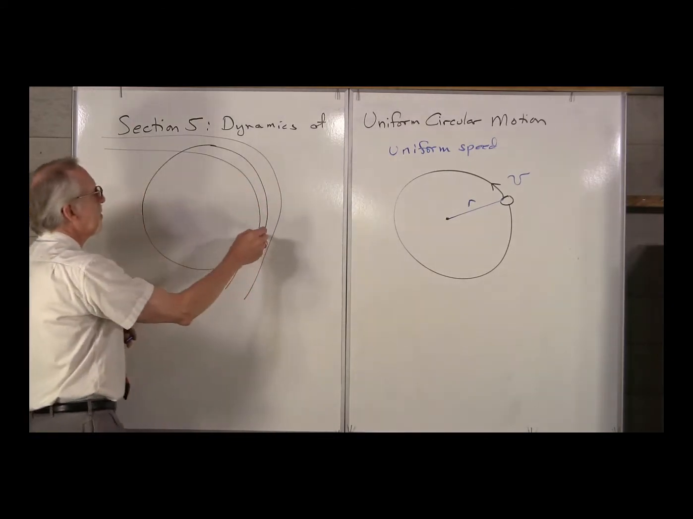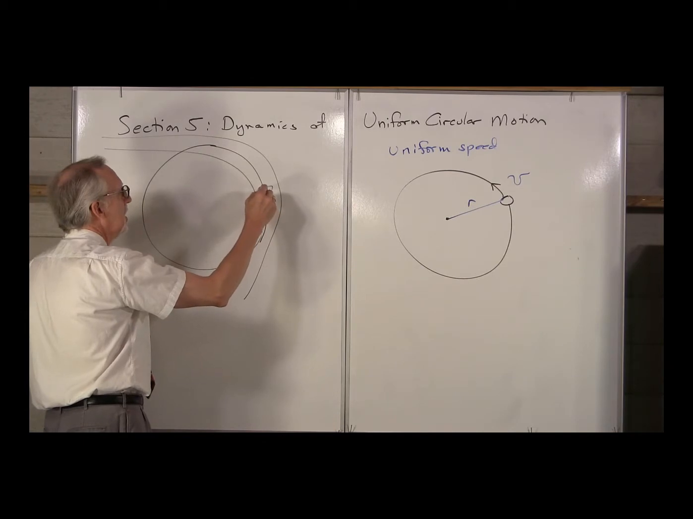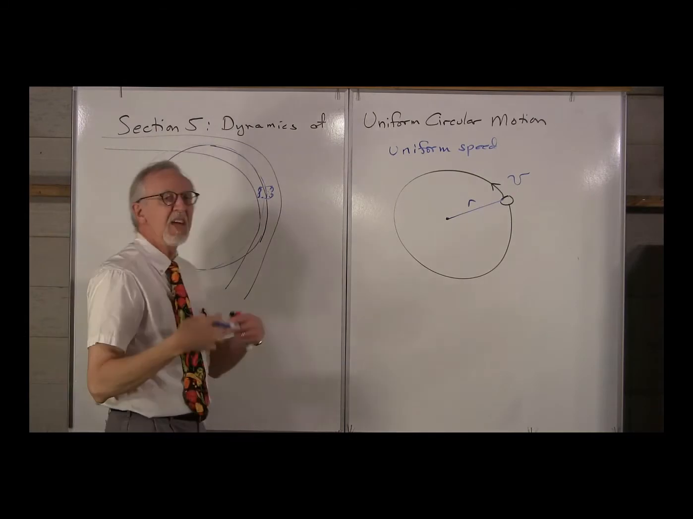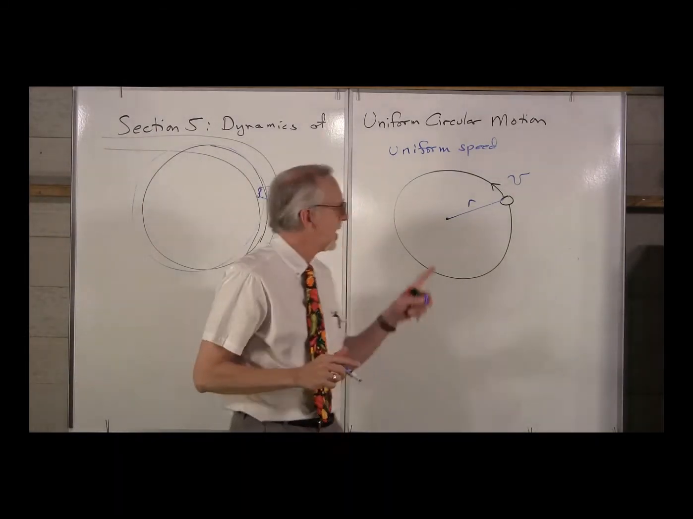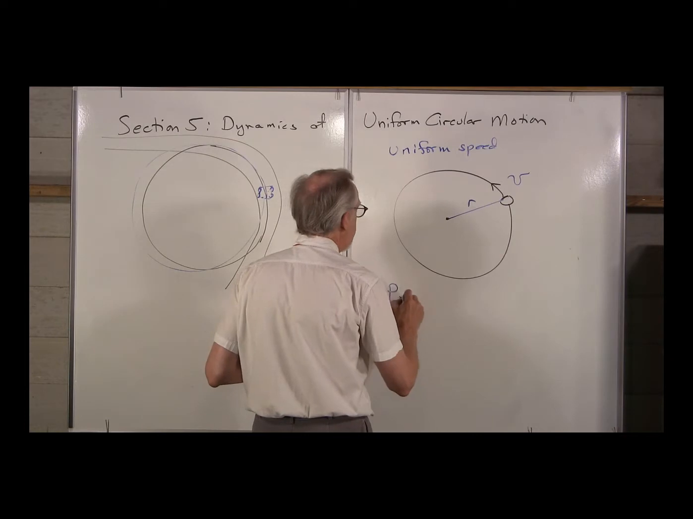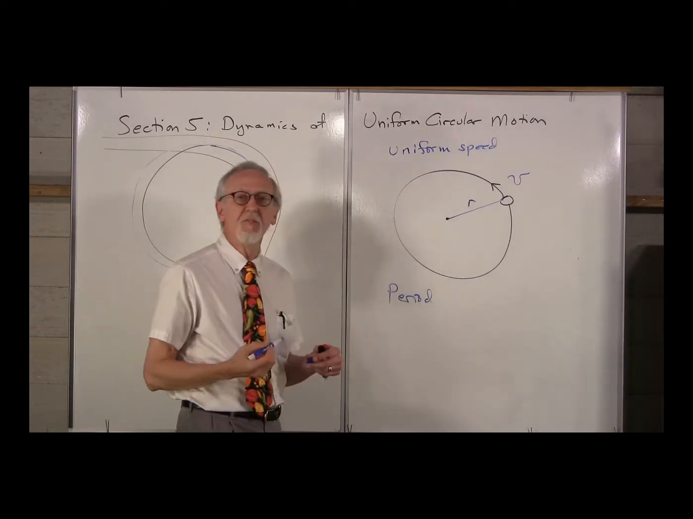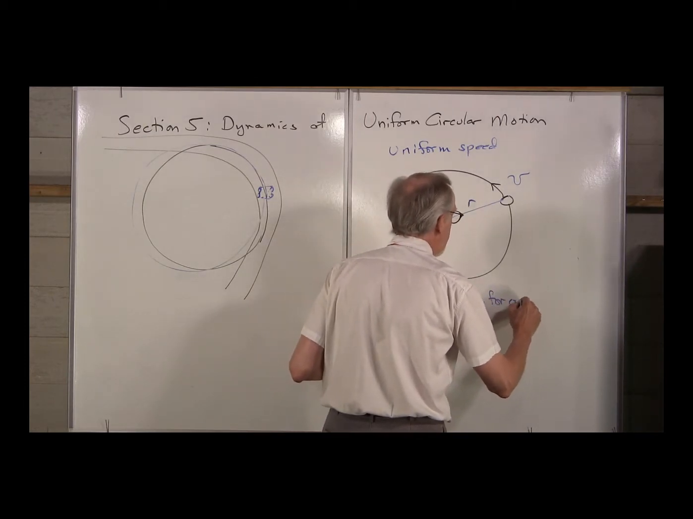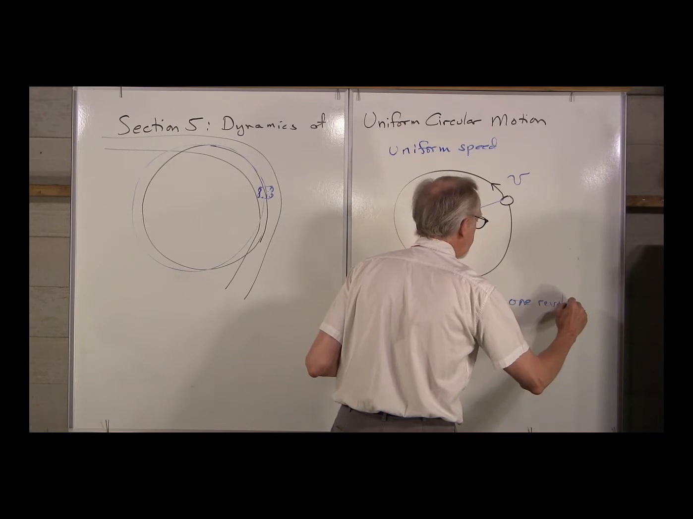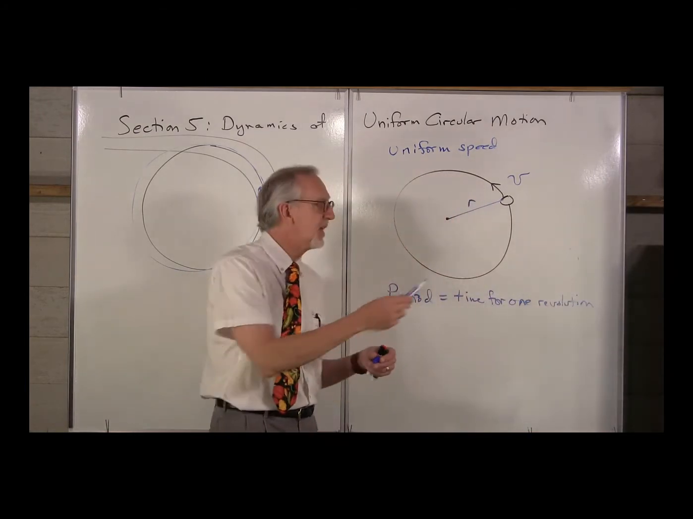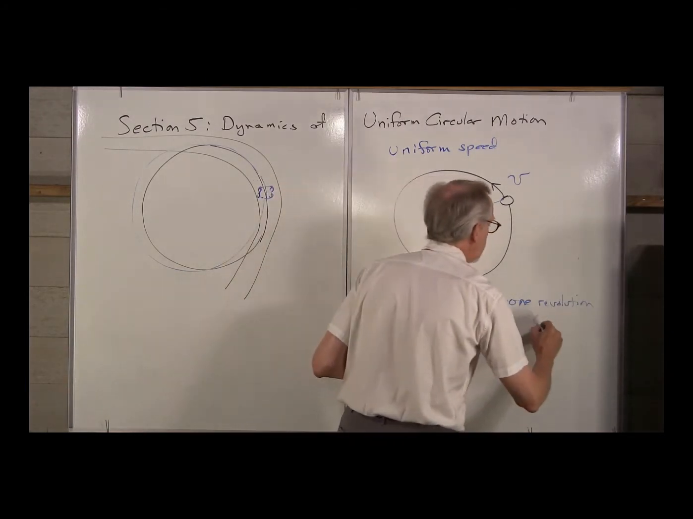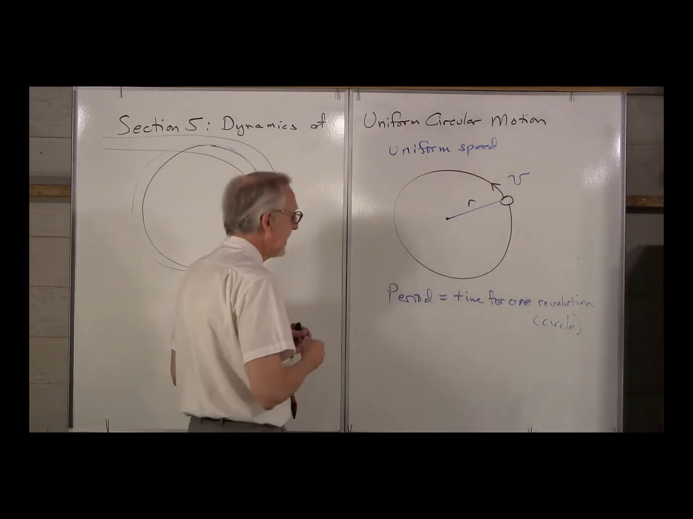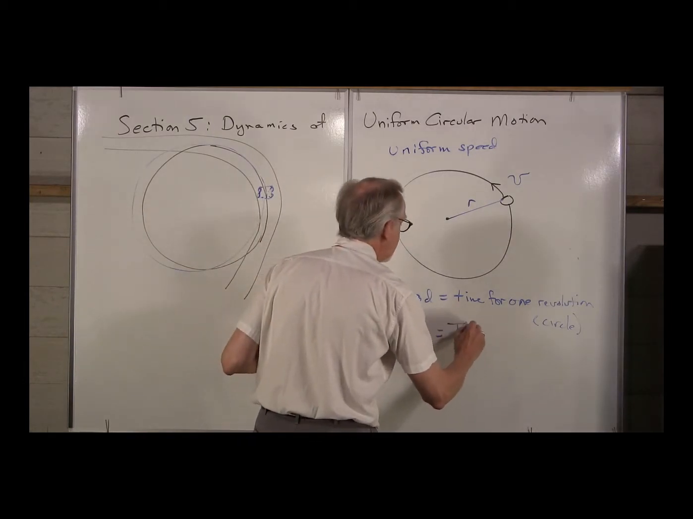So how much time would it take for this car, if we had a car going around here, to go around the entire circle if it were actually going around that whole circle? That amount of time we'll call the period. The period of the motion. So the period is the time for one revolution. One complete revolution. In other words, one complete circle. The symbol that we'll use for that is a capital letter T.